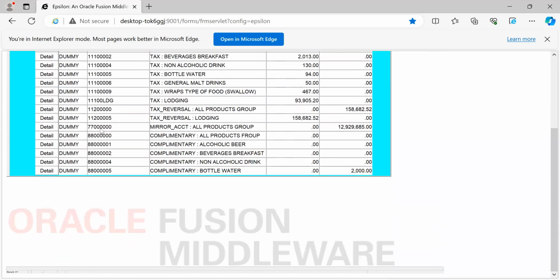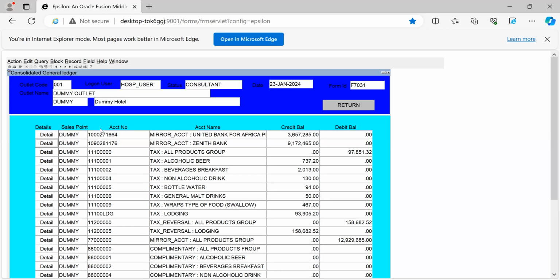Let's see other things that we have there. Now, I will use the arrow button to scroll.